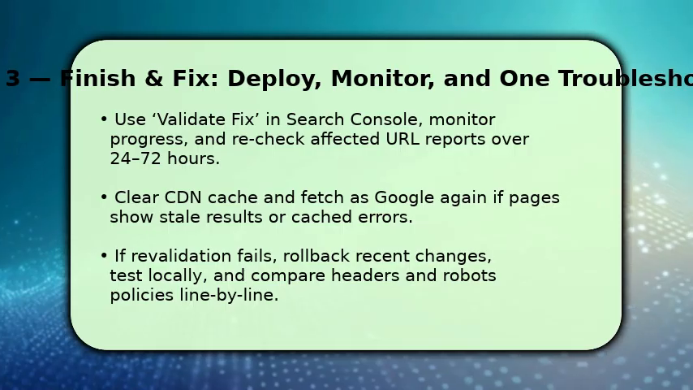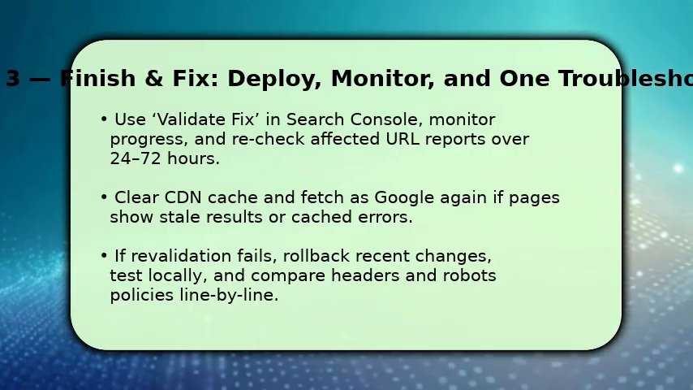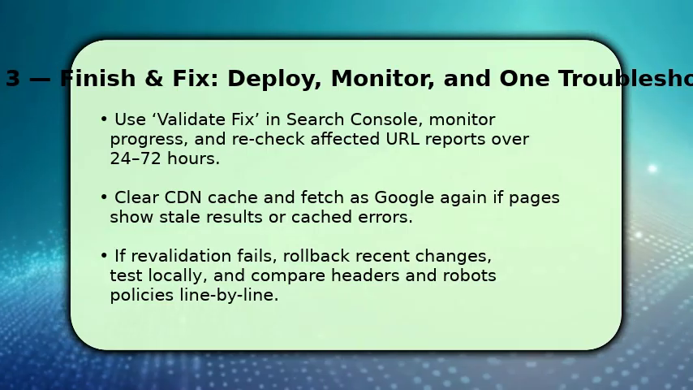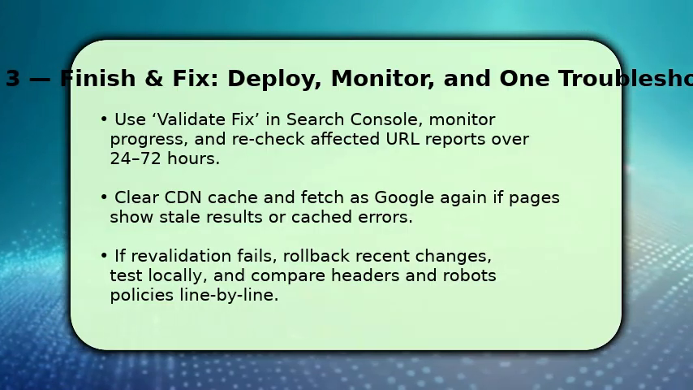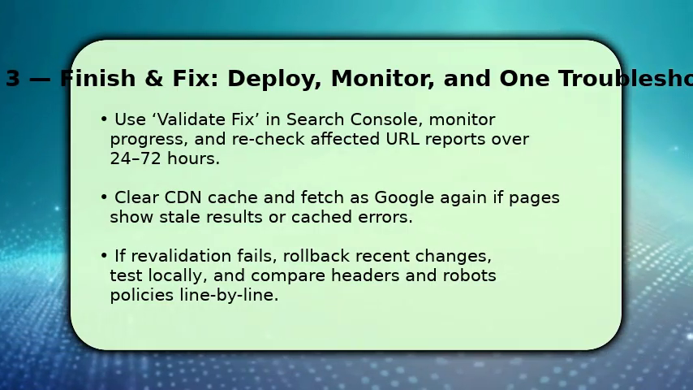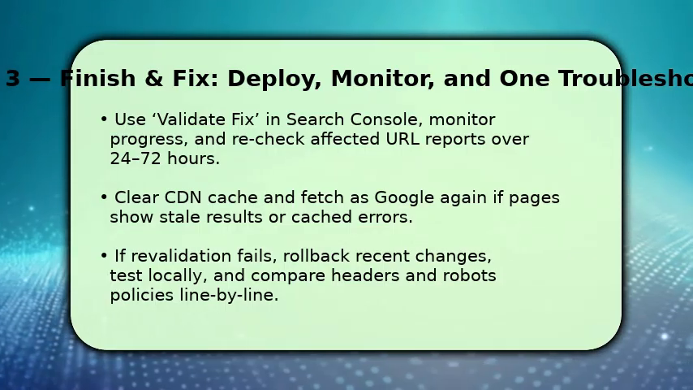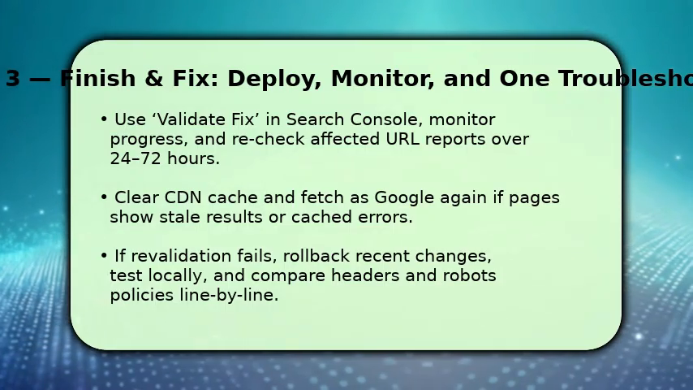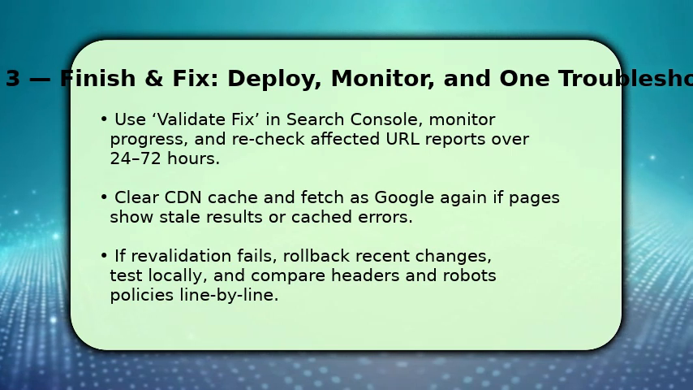If validation still fails, roll back the latest deploy and test locally, then compare headers, robots.txt, and canonical directives line by line to isolate the regression. One key tip: use server logs and live fetch to catch intermittent issues quickly.